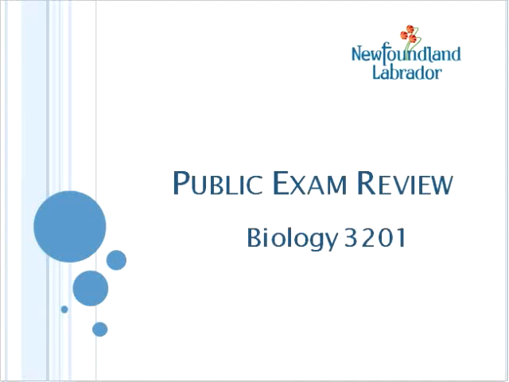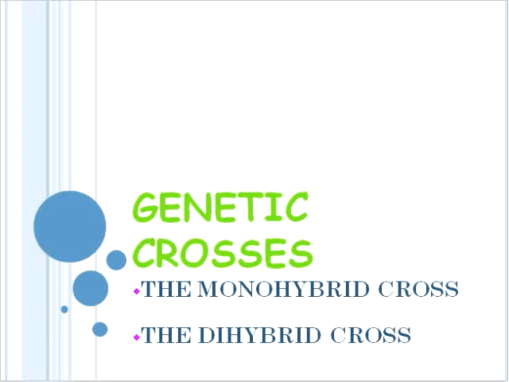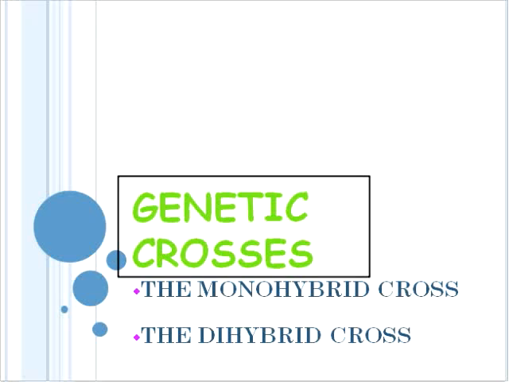Hello. Welcome to the next in the series of review clips designed to assist you in preparing for your Biology 301 public examination. In this clip, we'll be examining genetic crosses, how to do them, certainly drawing specific attention to the monohybrid cross, or one-trait cross, and the dihybrid cross, or two-trait cross.